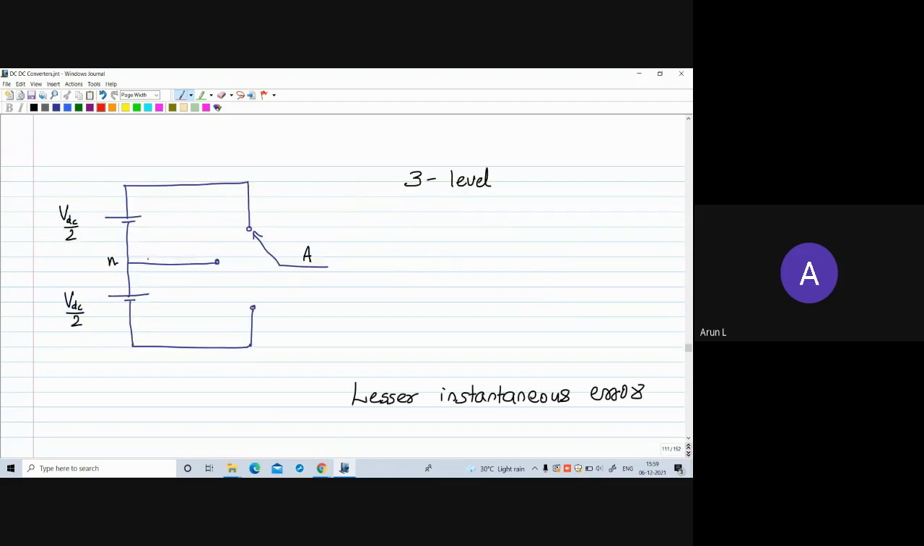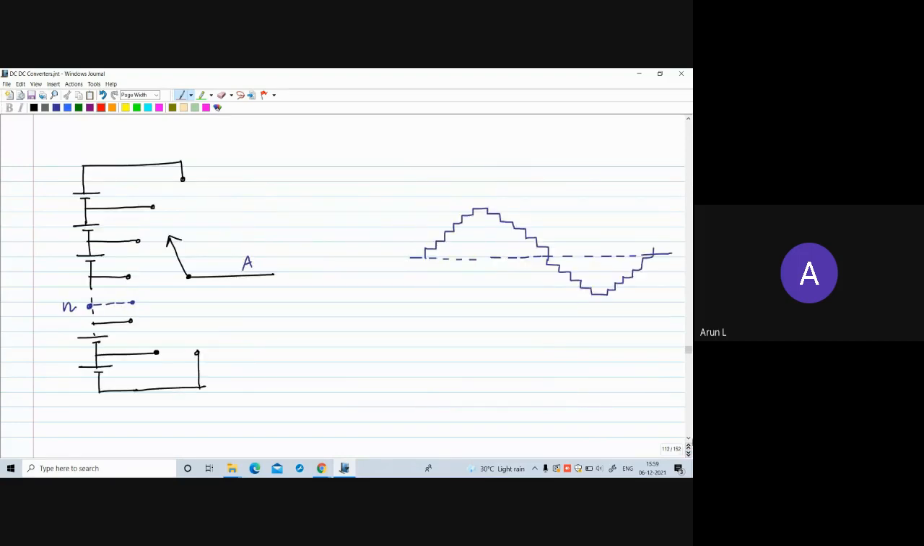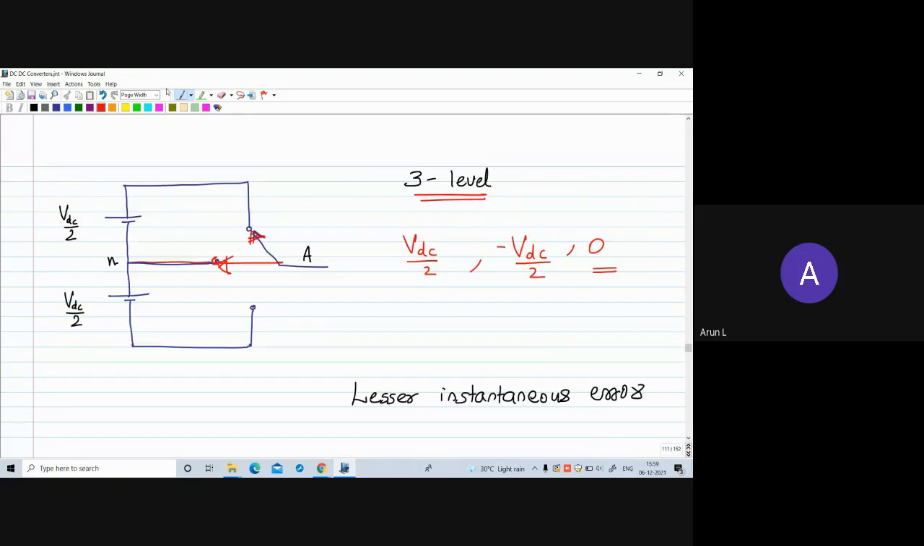If we can access this neutral point, we will get three levels in the output. When you connect the pole to the upper throw, you will get VDC by 2. When you connect the pole to the lower throw, you will get minus VDC by 2. And when you connect the pole to the middle throw, you will get 0. So one more level is now introduced. What is the advantage of introducing one more level? That I will explain.